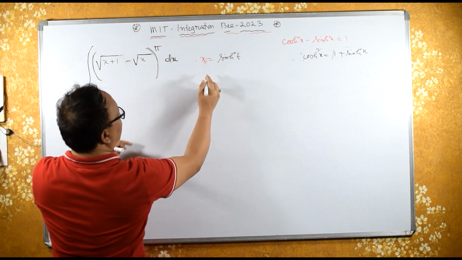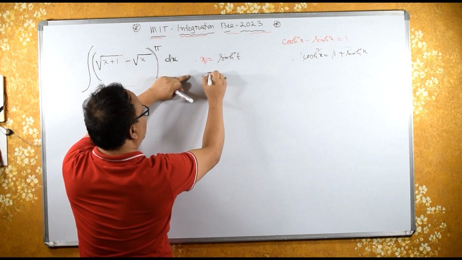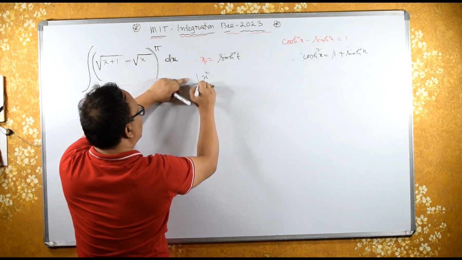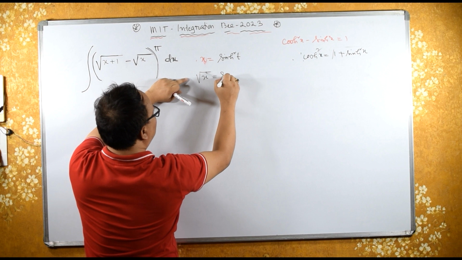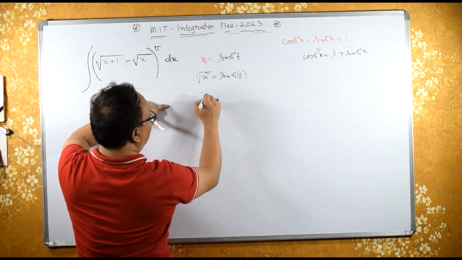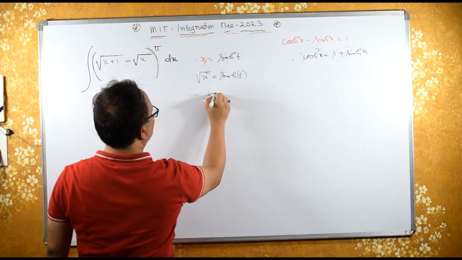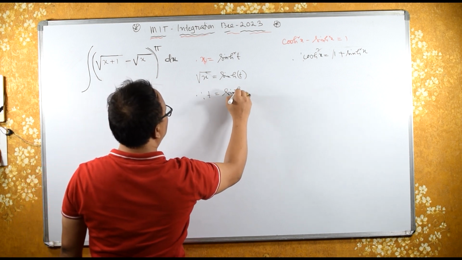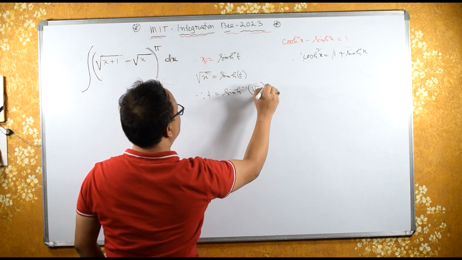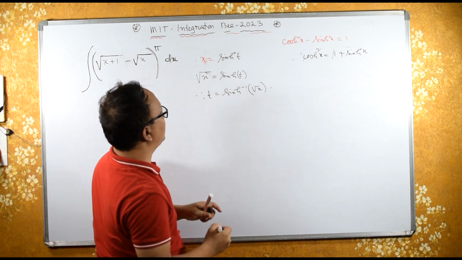From here, what is t? Now squaring on both sides, x square equals, taking the square root on both sides to remove this, root of x equals sinh t. Therefore t equals sinh inverse of root of x. From this, t equals this.